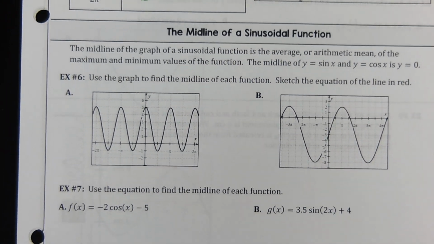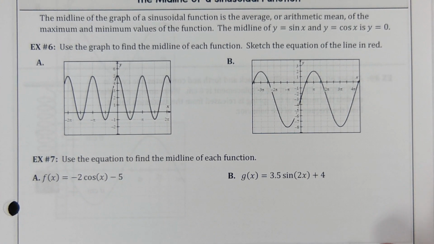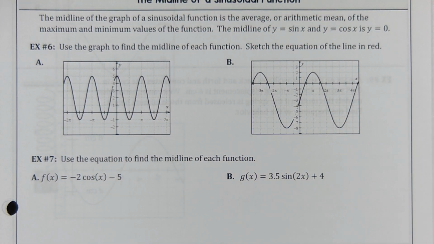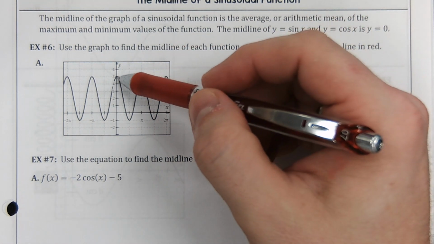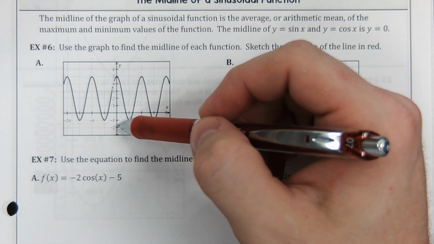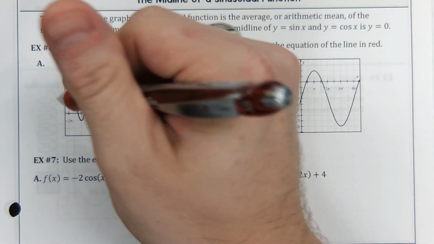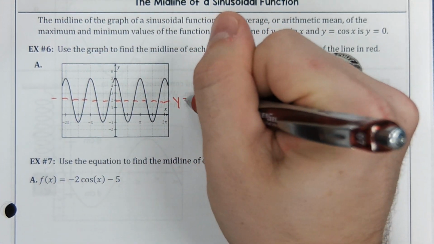Midline. Two ways of finding the midline. You could either just look at the picture and figure out what's halfway through it. Halfway through, let's see, from 5 to -1, that's a distance of 6. If you go halfway, that's 1, 2, 3. Oh, here it is, right here. There's the midline at y equals 2.